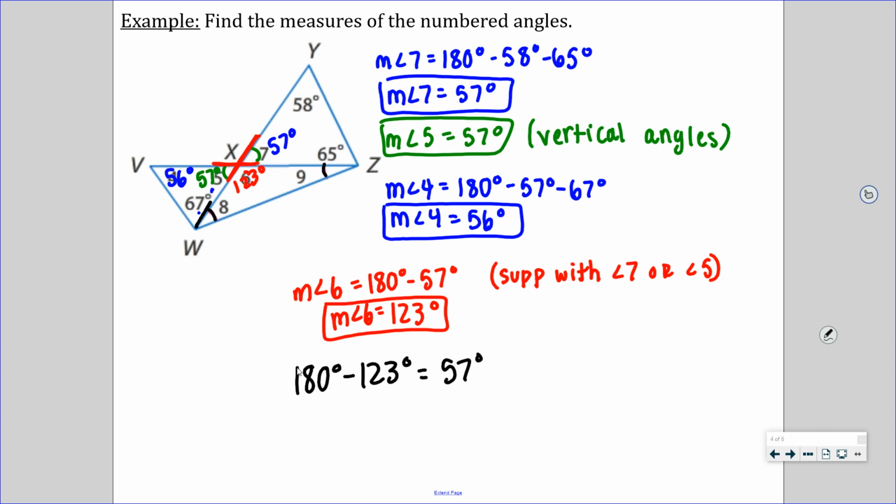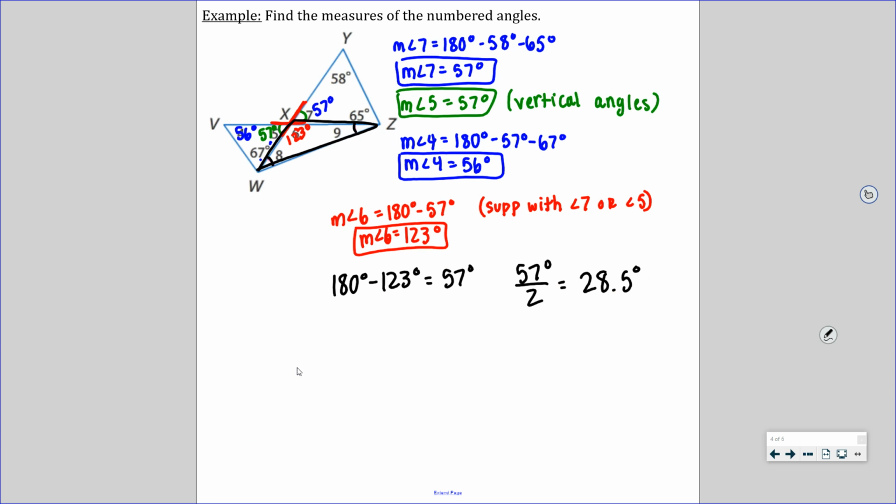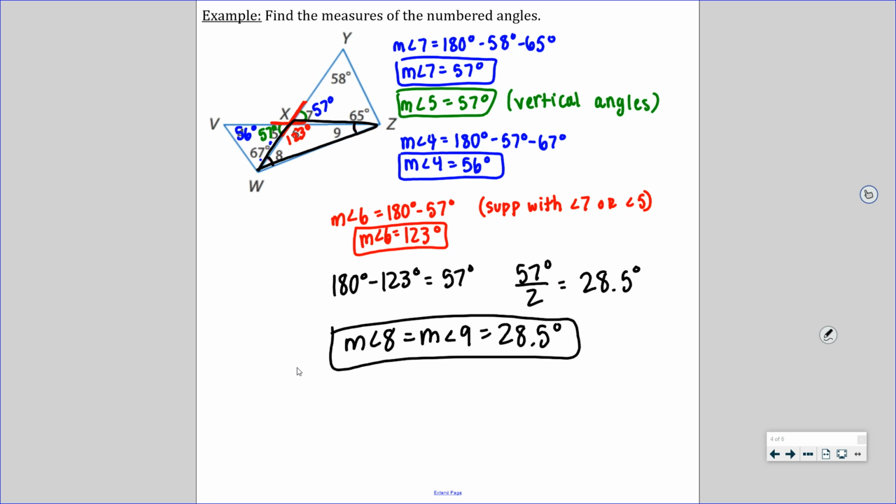He said this triangle has to have a sum of 180. We know angle 6 is 123, so we did 180 minus 123, we got 57. And then he said those 2 angles are congruent, so I got to take half of that or divide it by 2. And you do get a decimal, that's okay, 28 and a half. And you're exactly correct. Angle 8 and angle 9 are the same. Okay, that's marked in that figure for me. They're both 28 and a half degrees. How fun.